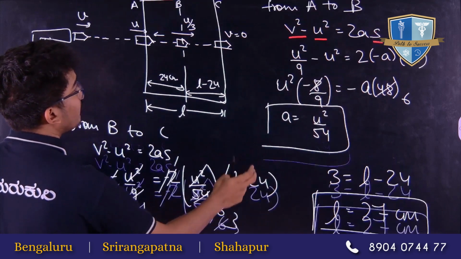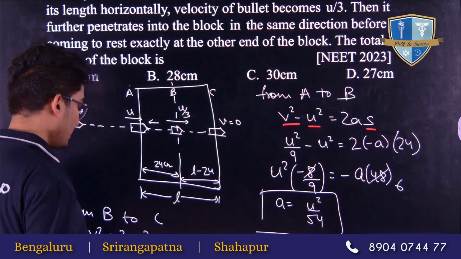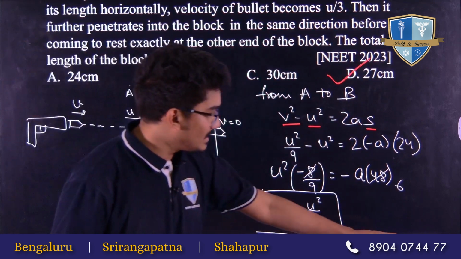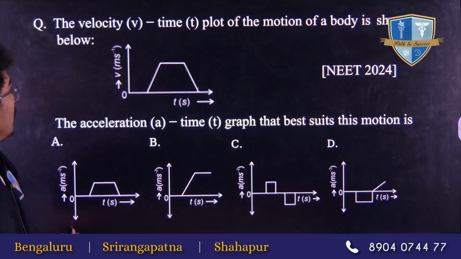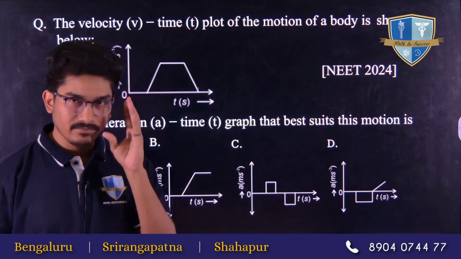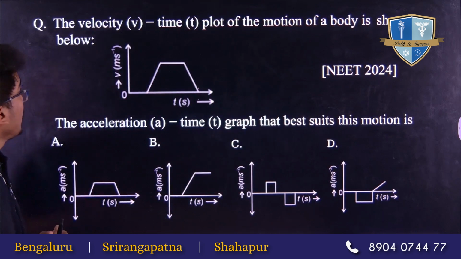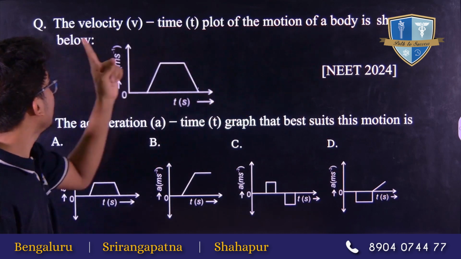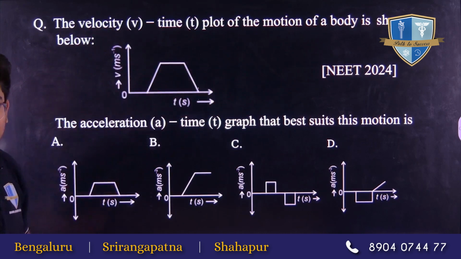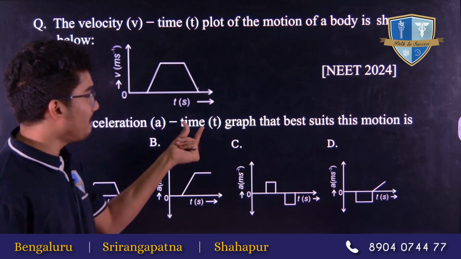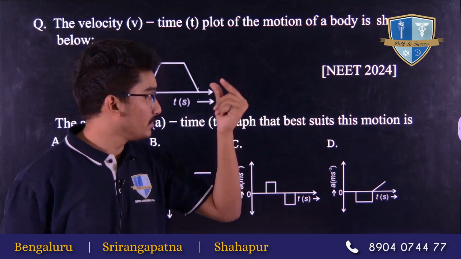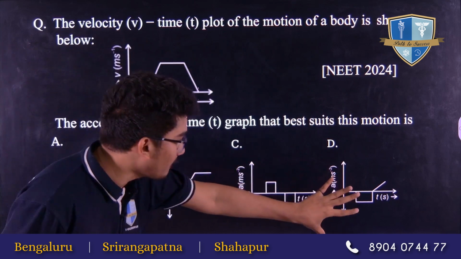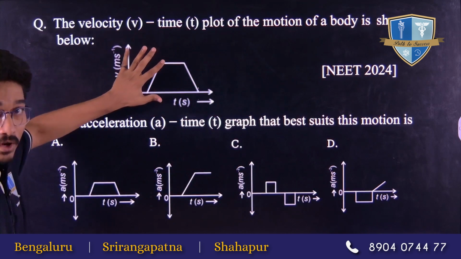Any option we have? Yes, option D is the correct option. Correct? Now let's see another question. A graph question, correct? I already told you about the graph as well. The velocity time plot of the motion of a body is shown below. So this is a velocity time curve. The acceleration time graph that best suits the motion is, so which of these acceleration time graphs is describing this velocity time graph?